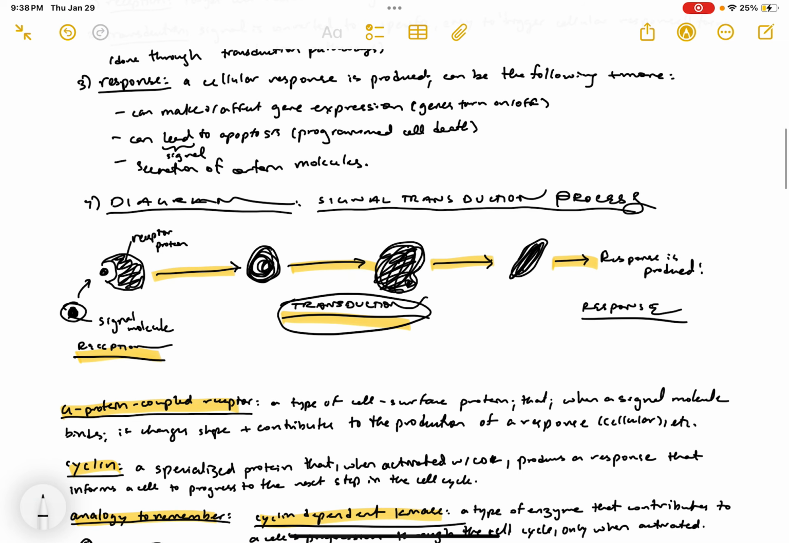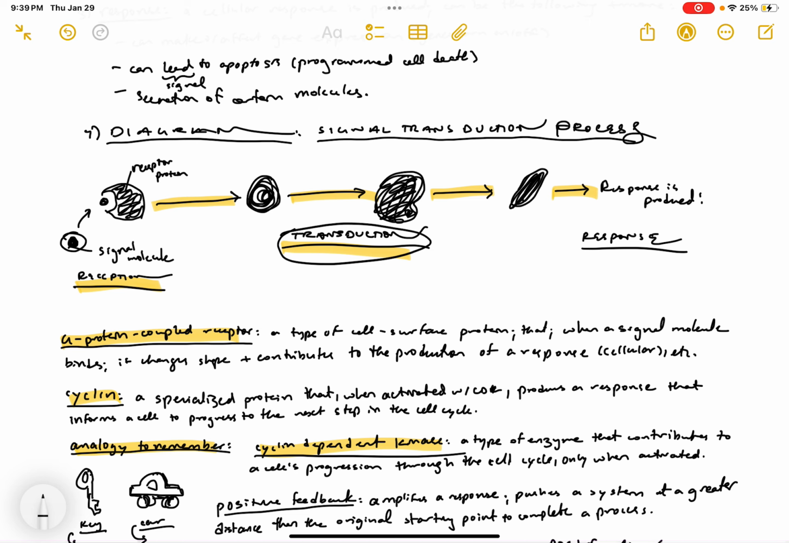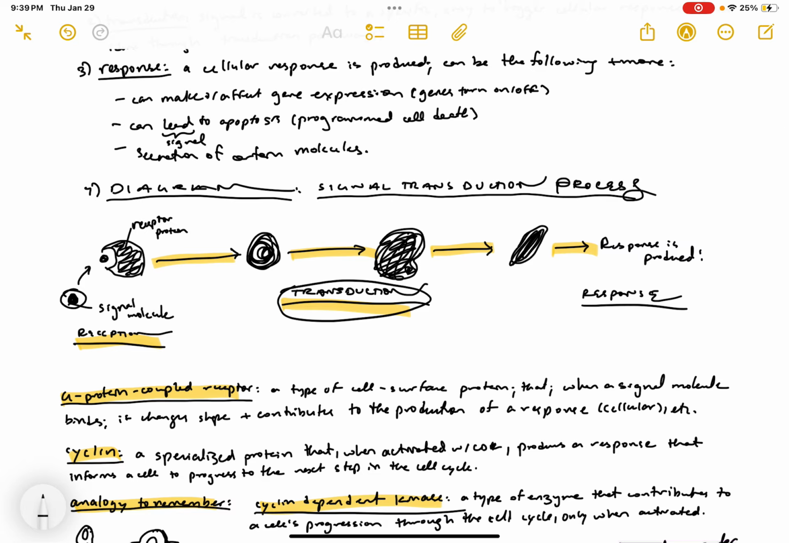Now, cyclin. Now, what is cyclin? Cyclin is a specialized protein that when activated with CDK, or cyclin-dependent kinase, produces a response that informs a cell to progress to the next step in the cell cycle. So, for example, let's learn about cyclin-dependent kinase, so CDK, a type of enzyme that contributes to a cell's progression through the cell cycle only when activated. So it can't really do anything without cyclin. So it's just inactive unless cyclin binds to it or is attached to it in any way, shape, or form.